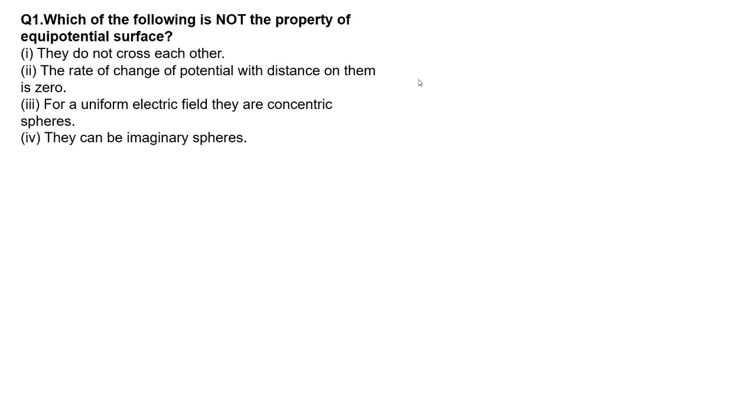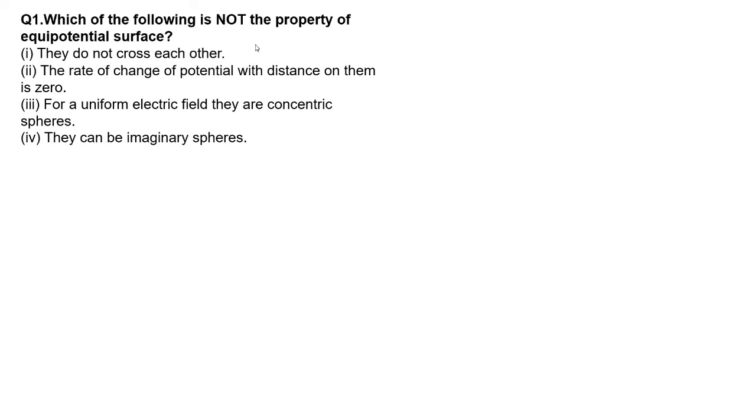So here we are going to see the questions from CBSE sample paper, latest 2021 to 22. First question. Which of the following is not the property of equipotential surface? 4 options. They do not cross each other. The rate of change of potential with distance on them is 0. For a uniform electric field, they are concentric spheres. They can be imaginary spheres.